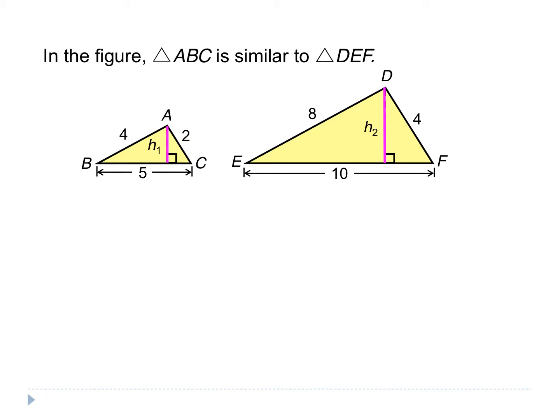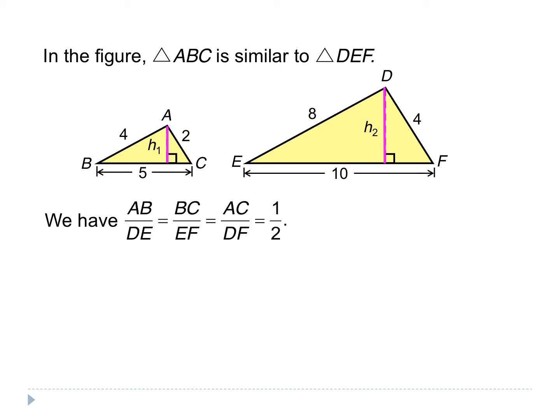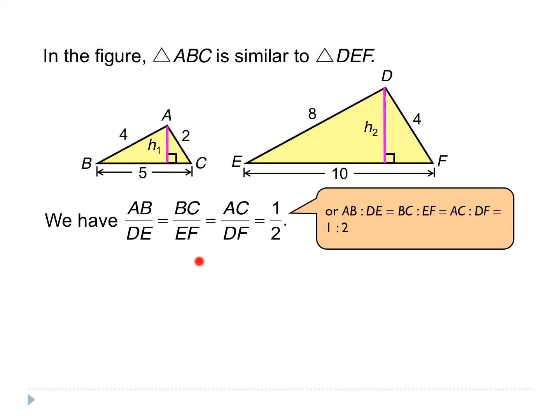Look at this as an example. Here are two triangles, triangle ABC and triangle DEF, and they are similar. So what does it mean? It means that the ratio of the corresponding sides will be the same. So 5 to 10 is 1 over 2, and then AB over DE, 4 over 8, is also 1 over 2, and 2 to 4 is also 1 to 2. This can be expressed in this way as a ratio.